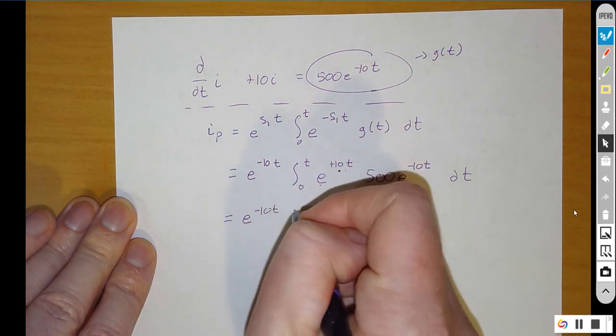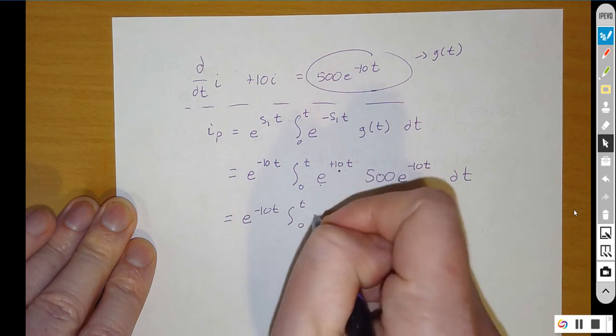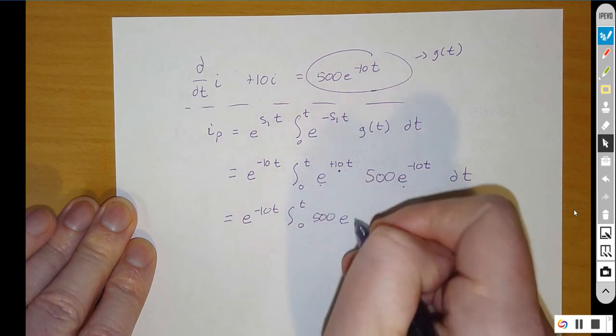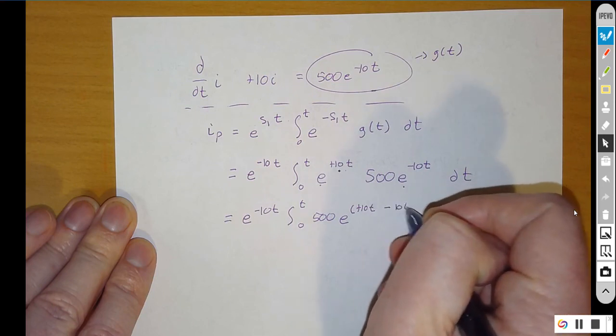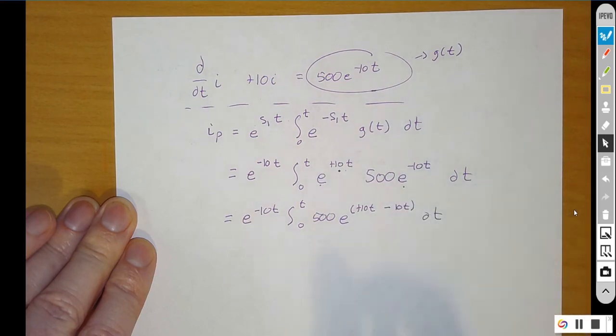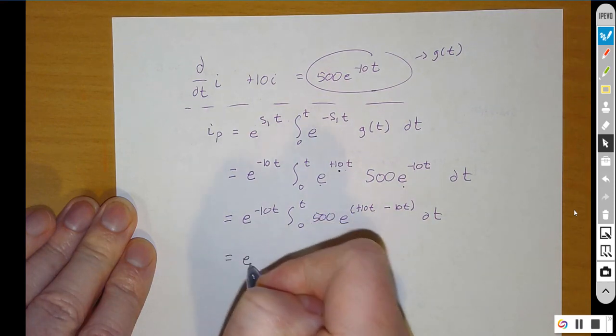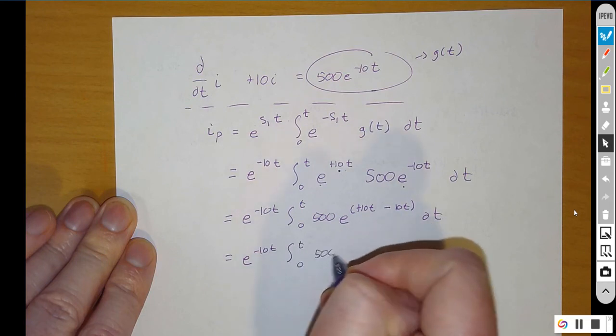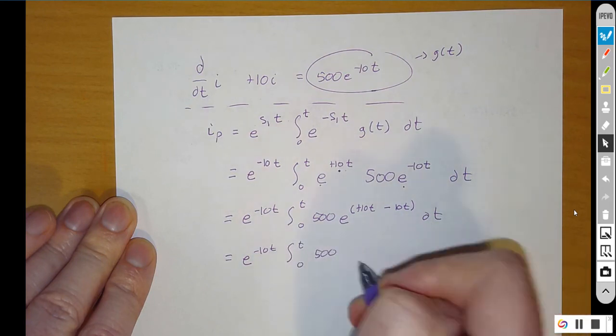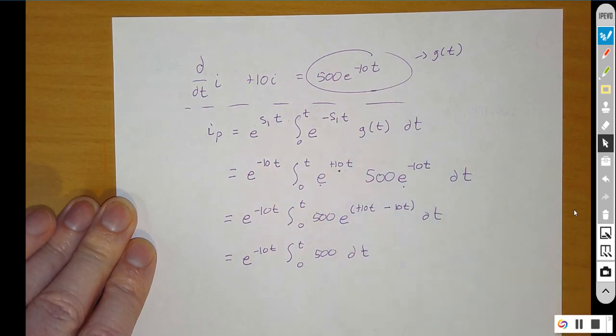e to the negative 10t, integral from 0 to t, we're going to get 500 times e to the plus 10t minus 10t dt. And so that becomes e to the 0, which is a 1. And so we get e to the negative 10t, integral from 0 to t, times 500. Again, you could write e to the 0 if you wanted, but I'm going to skip that part. You could move the 500 out, but you still need to put a 1 in here. So when we integrate this, we're just going to get 500t.